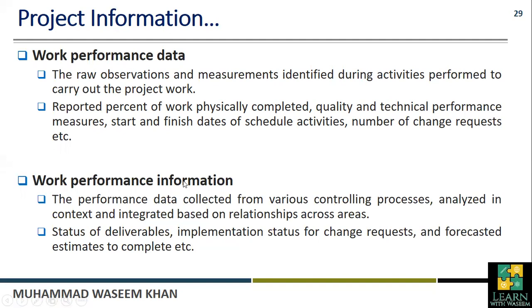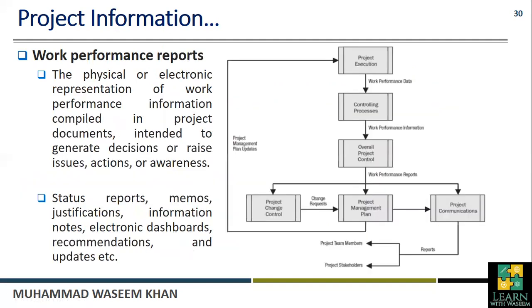Work performance information. The performance data collected from various controlling processes are analyzed in context and integrated based on relationships across areas. Status of deliverables, implementation status for change requests, and forecasted estimates to complete are some of the examples of work performance information.